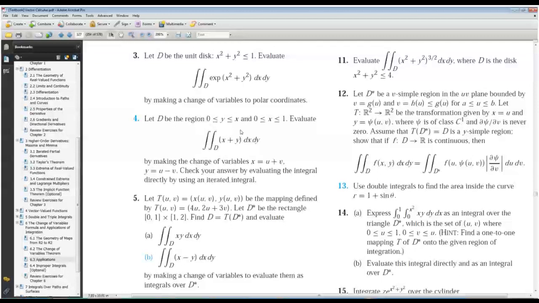I couldn't see the transformation. Do you mind if I scroll up to find it? No, let me type in the chat. Hold on one second, let me make sure of the presentation. So u of x, y equals x plus y divided by 2. v of x, y equals x minus y divided by 2. So we have those two. Now you know this is a triangle, so x goes from 0 to 1 and y goes from 0 to x.